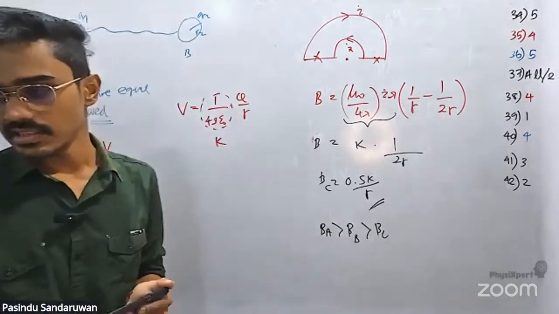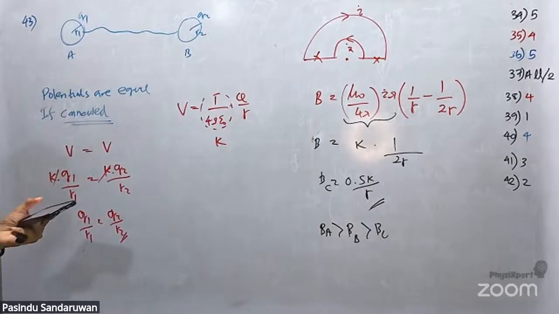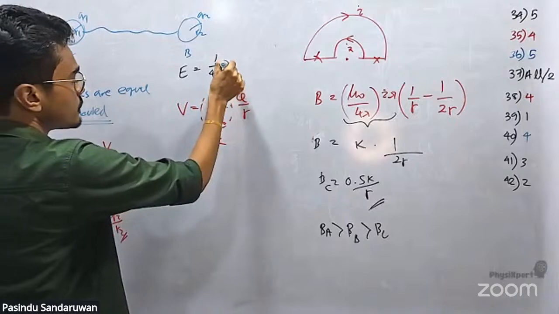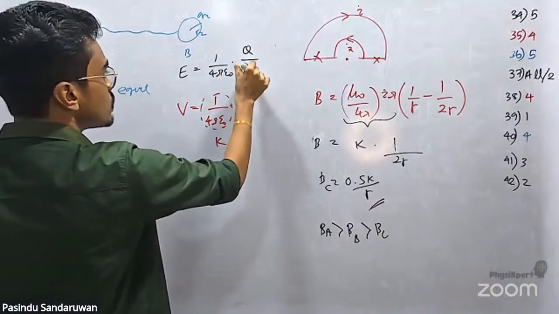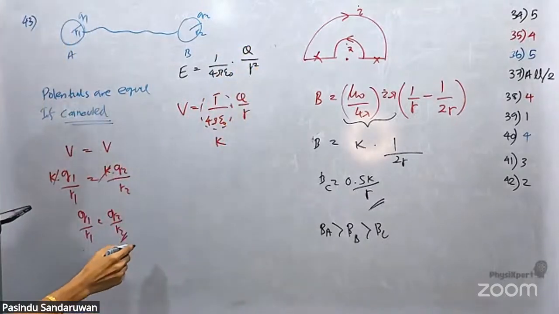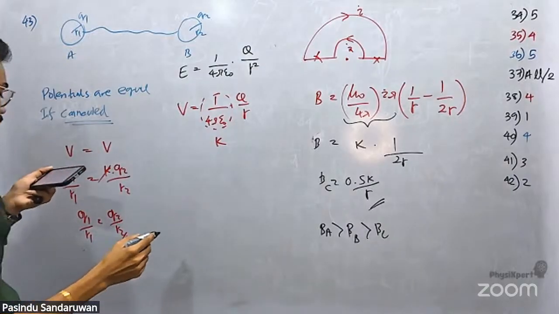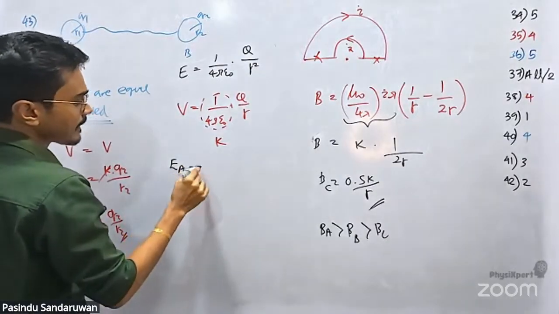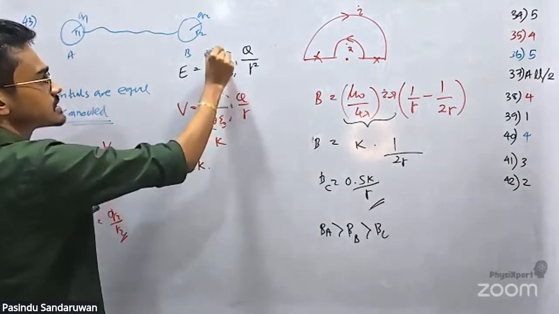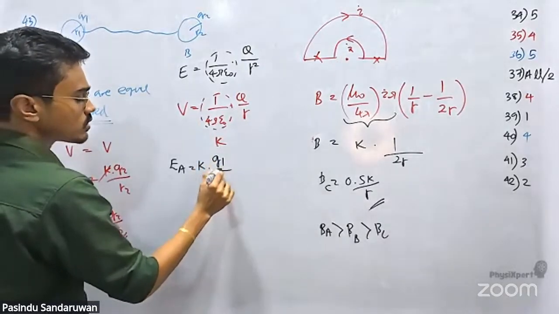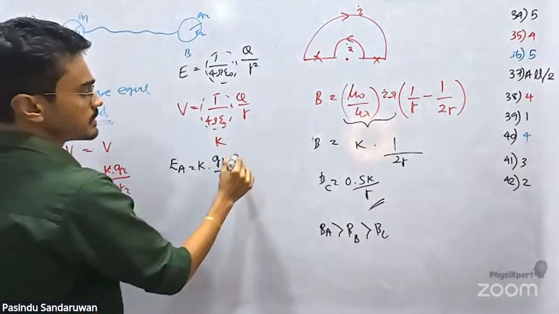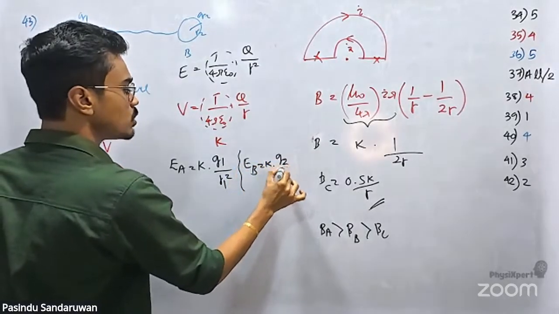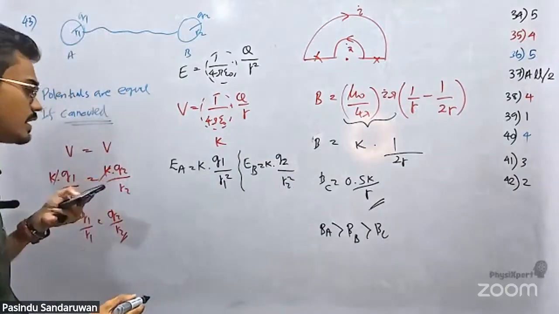field intensities. Electric field intensity at the surface is written as 1 over 4 pi epsilon naught Q over R squared. Now, we can write EA and EB. For EA, I will be considering this as K, K Q1 over R1 squared. Similarly, EB can be written as K Q2 over R2 squared. We need EA over EB. Divide these two.